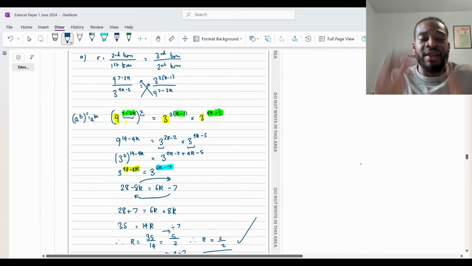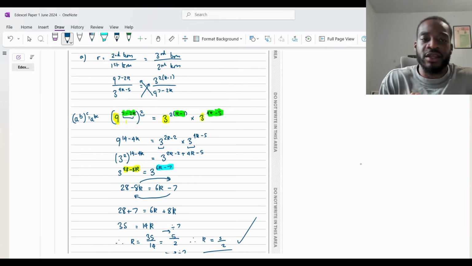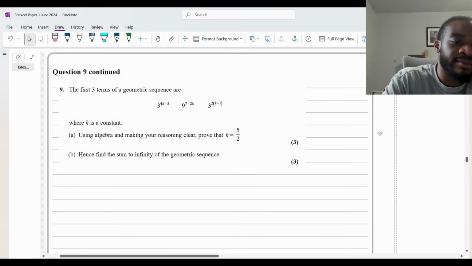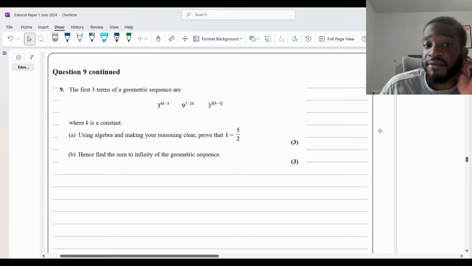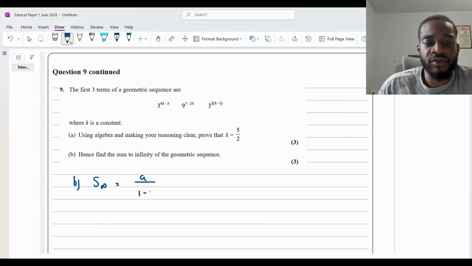So again, whenever you see these types of questions, get an expression for your common ratio, equate them, solve. That's it. Okay, so part B, it says, hence find the sum to infinity of the geometric sequence for 3 marks. So immediately, sum to infinity, I will start by writing the formula. Sum to infinity is a over 1 minus r, right? A is the first term, r is the common ratio. So for us to answer the question, we need to figure out what a and r are.